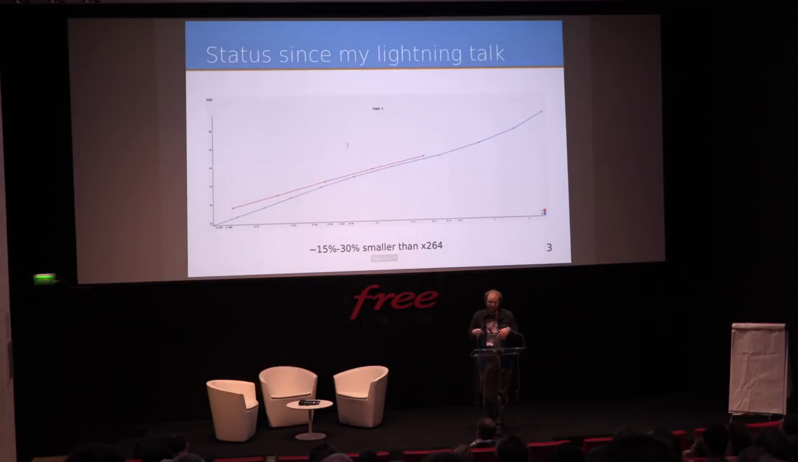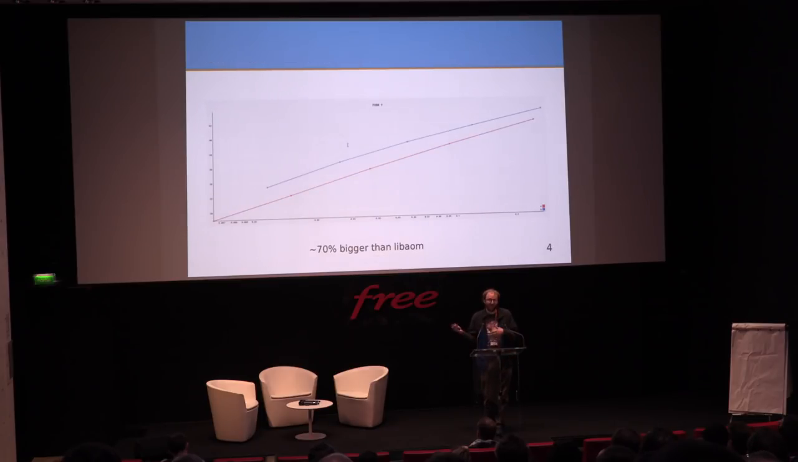Since the last lightning talk, where I said this would be a good idea, we've gotten a lot better. If you look at our very latest runs and compare to x264 very slow, the bitstream that rav1e produces is 15 to 30% smaller than x264 for the same quality. So it's already becoming a viable x264 replacement if you want the x264 best speeds. For libAOM, it's a lot worse. It's like 70% bigger than libAOM, so we've still got a ways to go to get all that quality out of it. But we're starting to get the speed down, at least.